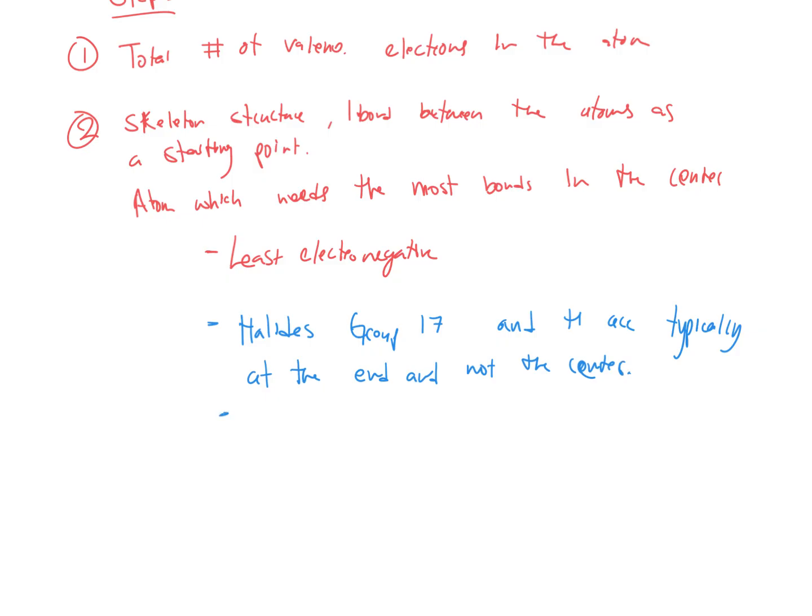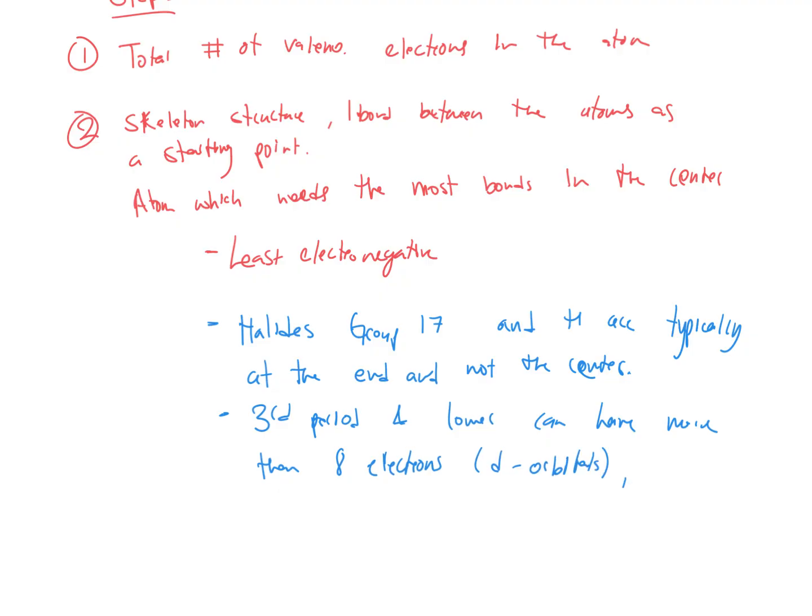The second caveat is that third period and lower can have more than 8 electrons. And that's because of their d orbitals. They can do some weird expanding with those, and so we can have more than 8 electrons. And these are always, or typically, will be in the center as well if you have a larger molecule, and I'll show an example of that later.